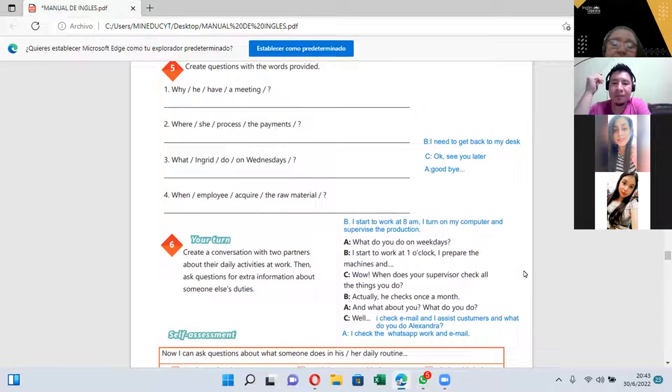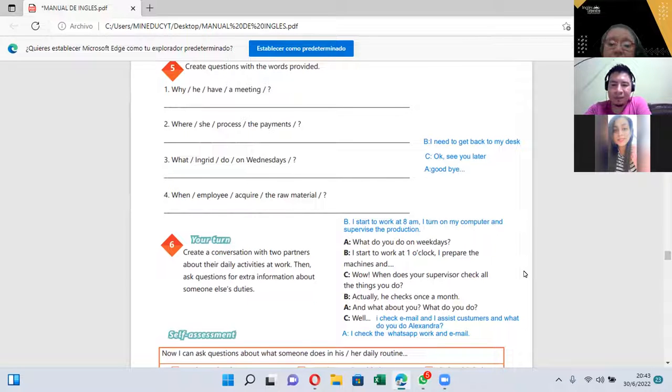Okay. What do you do on weekdays? I start to work at 8 a.m. and turn on my computer and supervise the production. Does your supervisor check on the things you do? Actually, he checks once a month. And what about you? What do you do? Well, I check emails. And I assist customers. And what do you do, Alexandra? I check the WhatsApp work and email.